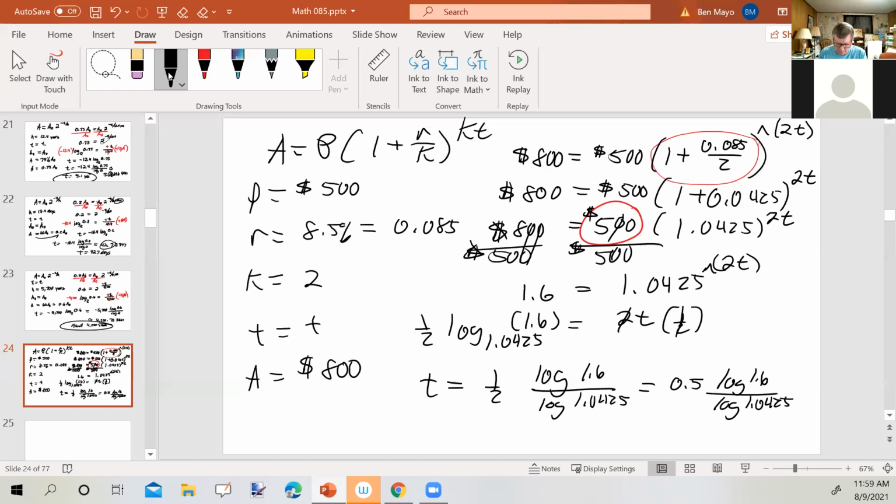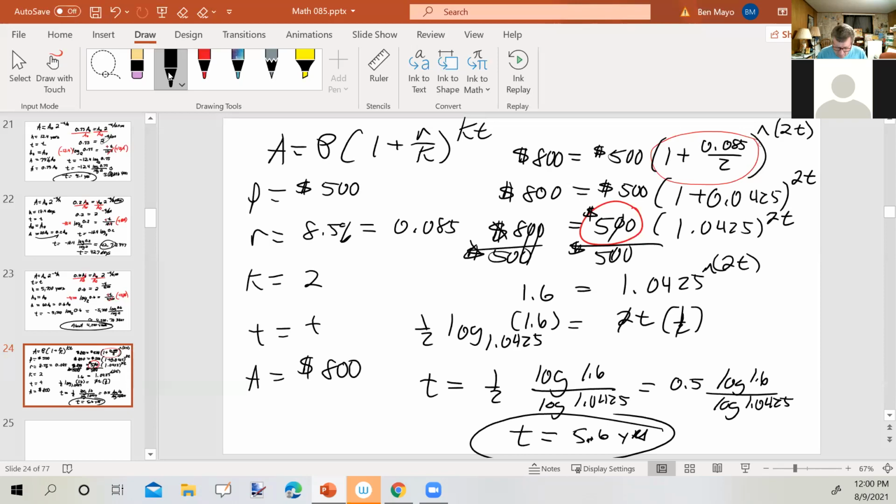Divided by the log of 1.0425. And let's see what we get here. We get time is about 5.6 years, and that again is rounding to the nearest tenth of a year. Okay.